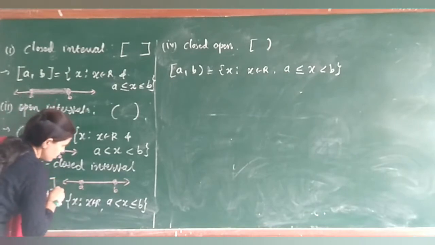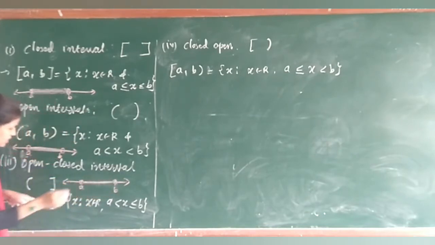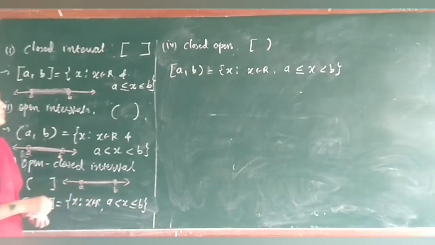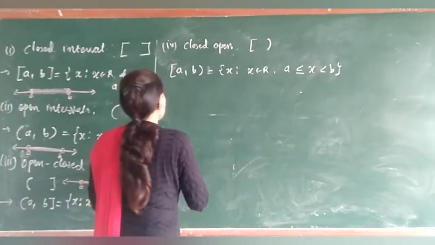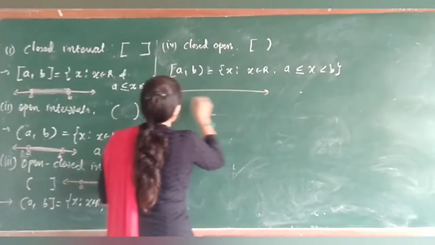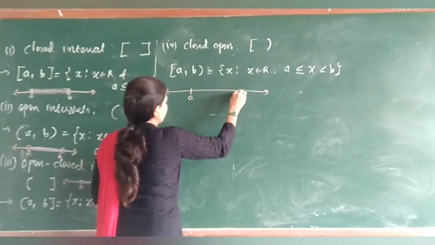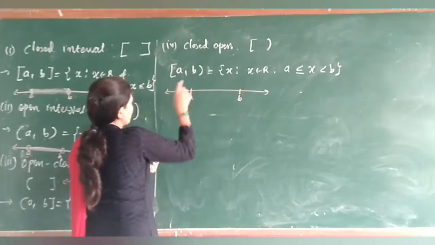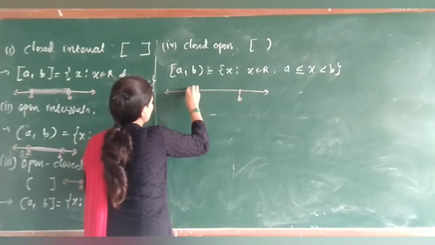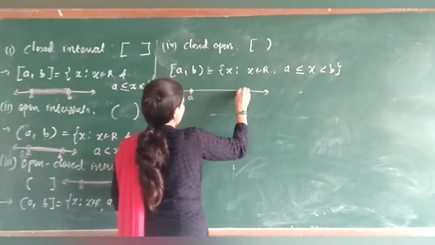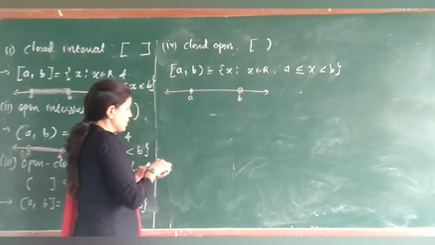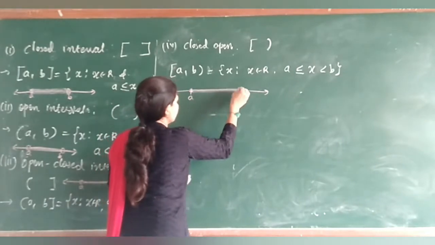Okay, and then join it. So this is open closed. Then the fourth is closed open. So now I am writing A and B. From A it is closed, so we have to circle it. From B it is open, so it is empty, and then join them both.